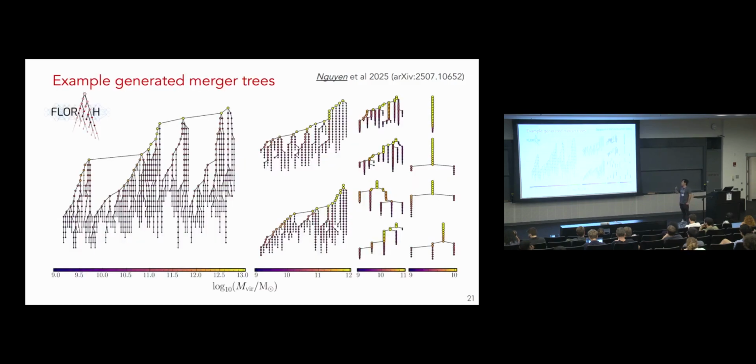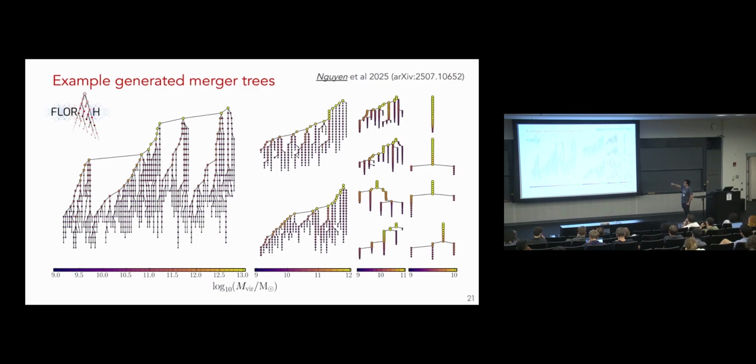So does it actually work? This is an example of some of the generated merger trees. Each of these columns is a different mass bin, where the mass is the root mass. This starts with a 10^13 solar mass halo at present day, then roughly 10^12 solar mass at present day, 10^11, and 10^10.